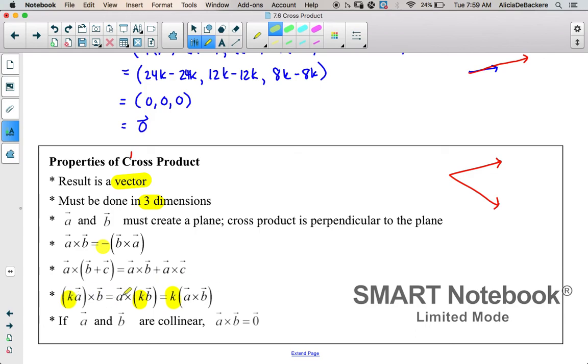And so normally we kind of use that to pull it out front and just write the A cross B to simplify things. And then finally, this one, really important, if A and B are collinear, then the cross product is going to be the 0 vector.